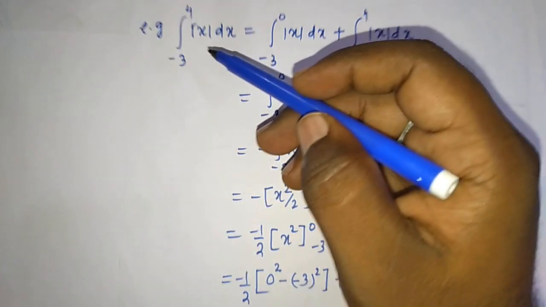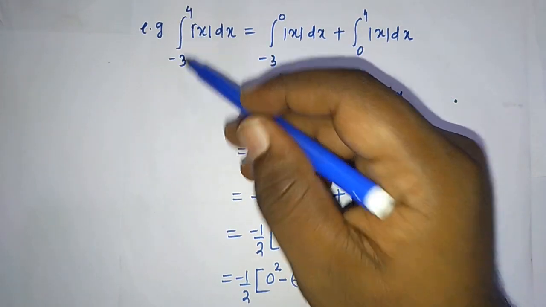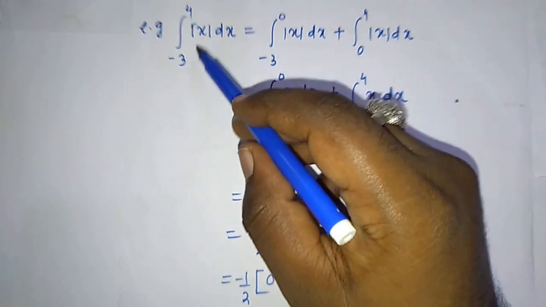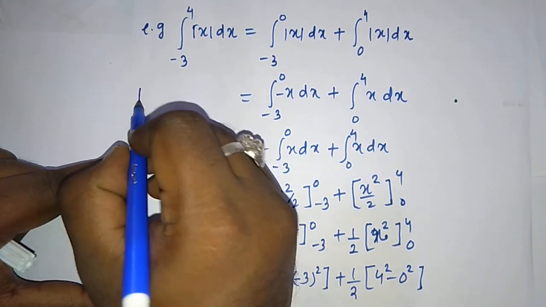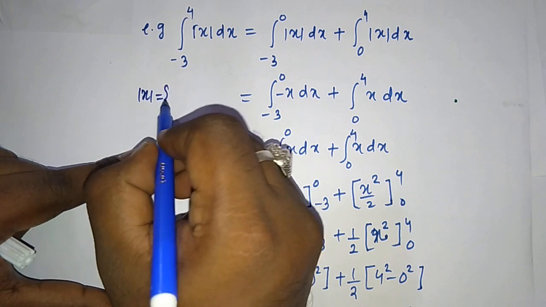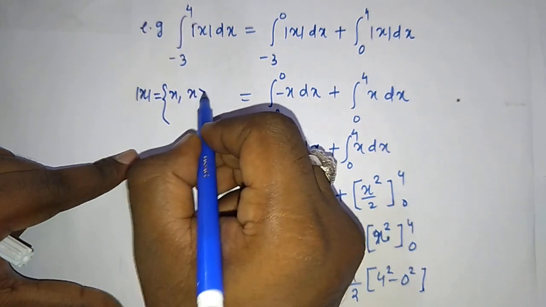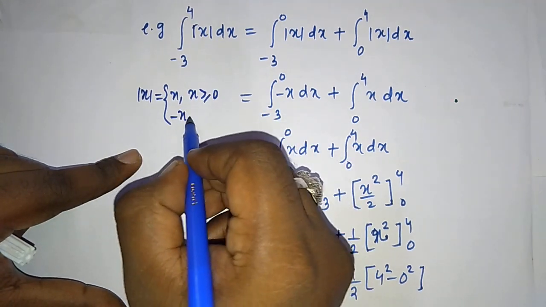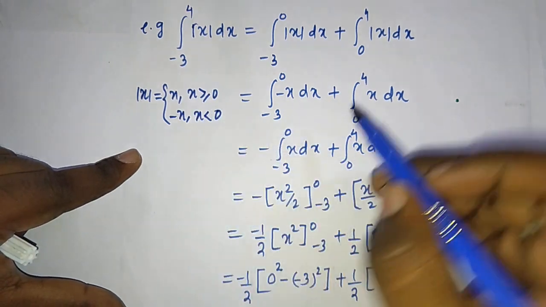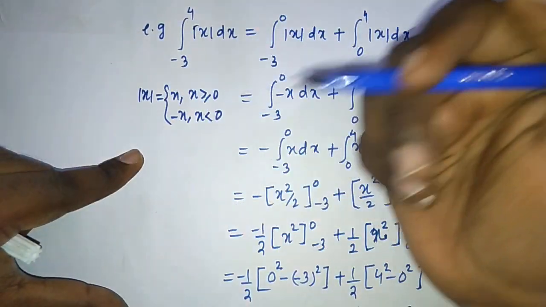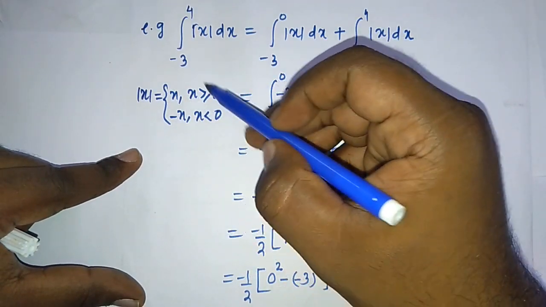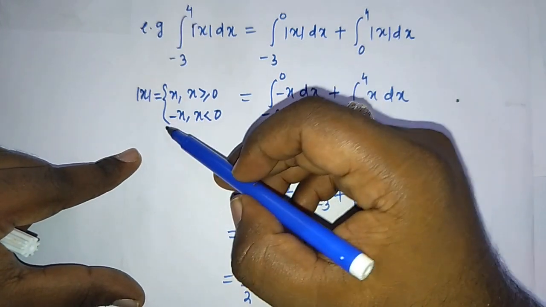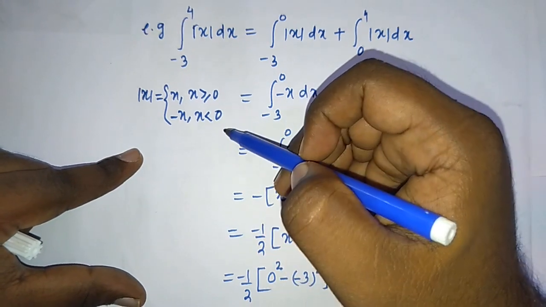Here you see, mod x is given. You have to integrate mod x from -3 to 4. The definition of mod x is equal to x when x is greater than or equal to 0, and minus x when x is less than 0. So mod x has two properties: plus x when x is positive or 0, and minus x when x is negative.